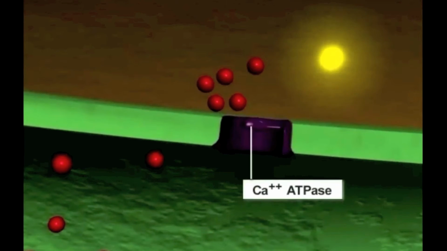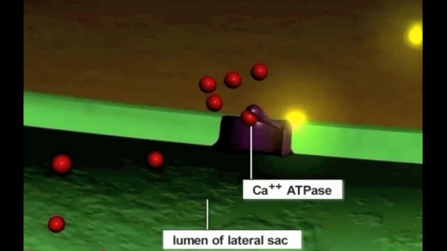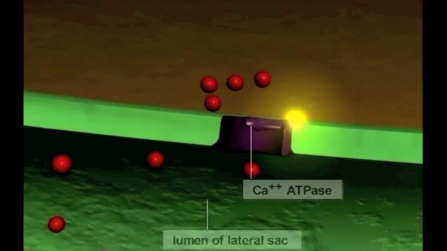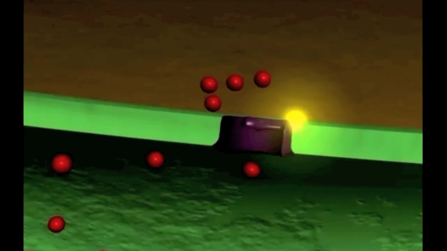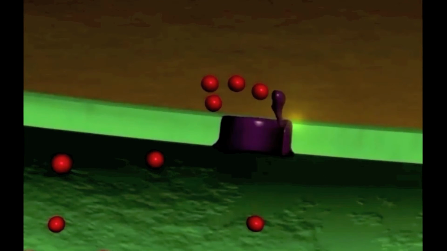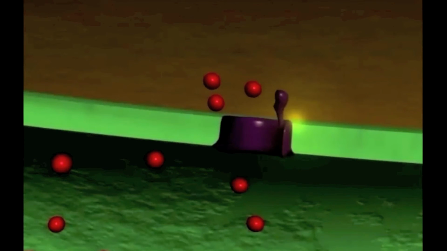This process reduces the concentration of calcium in the vicinity of the myofibrils such that calcium dissociates from troponin. Tropomyosin again covers myosin binding sites on actin, and the muscle relaxes.